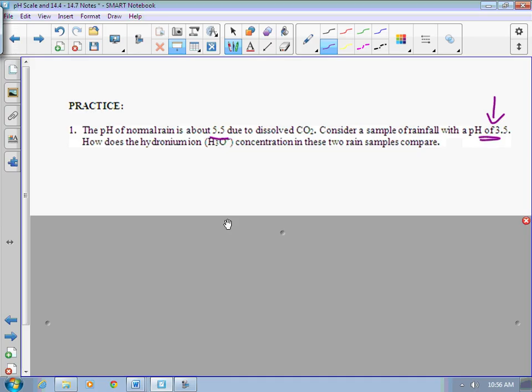So you should pause this and think about it. I'll give you some choices though. Do you think the hydronium would be 20 times more, or 100 times more? Those are usually the two common answers. Which one do you guys think is right?